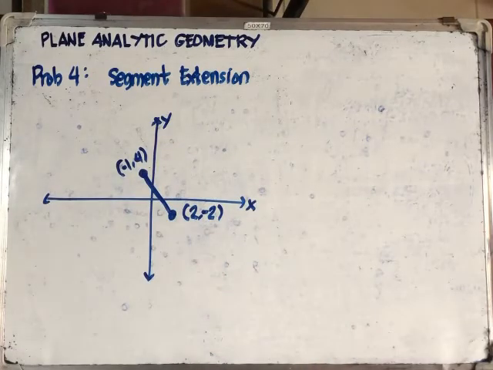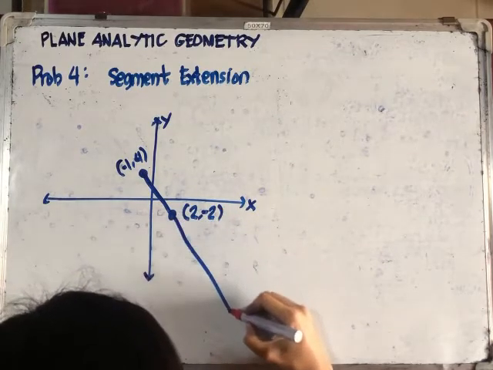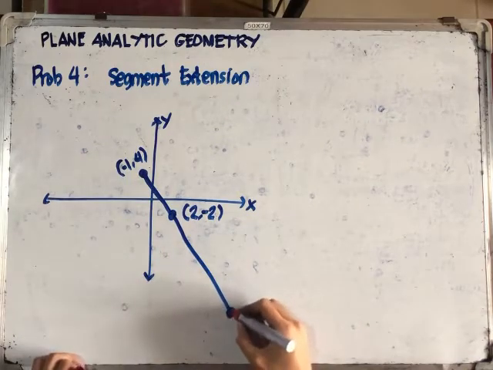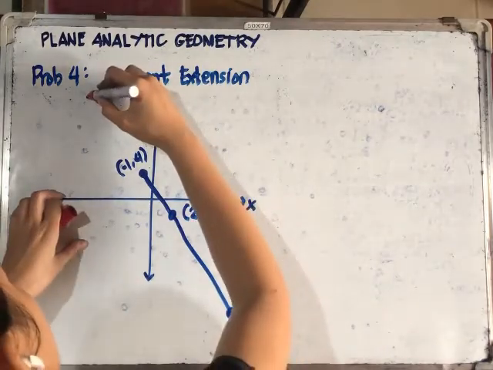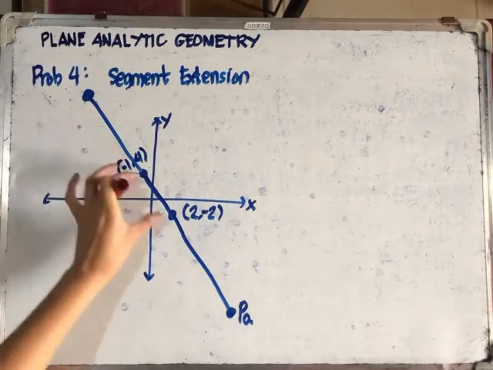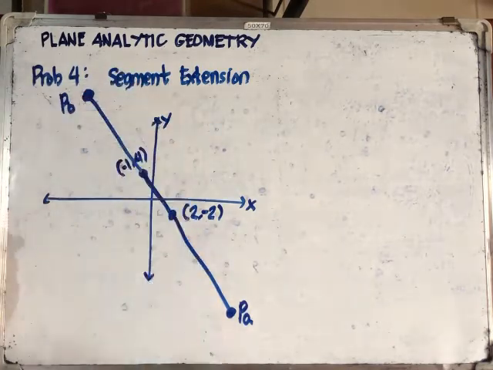And the problem says that this segment would be extended 3 times. Extended 3 times on both ends. So basically, we have another line here that is 3 times as much as this one, and that will have a point here. Let's say this is point A, and we have another extension onto this side 3 times, which is 3 times again of this line here. That would be our point B. And what we are tasked to do is to get the coordinates of points A and B.